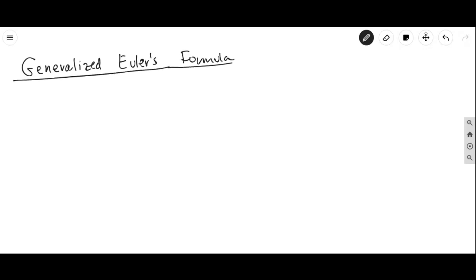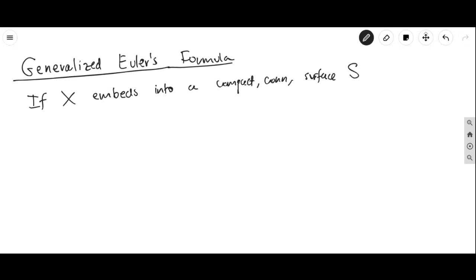So let's call this the generalized Euler's formula. And it says this: if X embeds into a compact connected surface called the surface S, then the number of vertices minus the number of edges plus the number of faces is equal to the Euler characteristic of S.